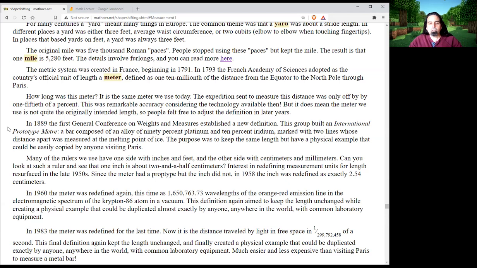How long was the meter? It's the same meter we use today, and it was absolutely amazing. The expedition that was sent out to measure this was only off by a 50th of a percent, which was remarkable considering the tools they had then. But the meter was not quite the originally intended length. It was off by a tiny bit, so people adjusted it a little bit in the years to come.